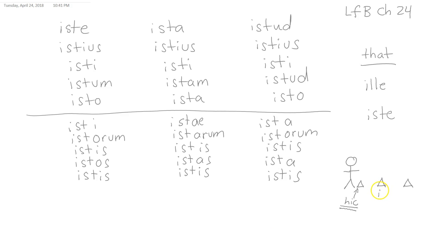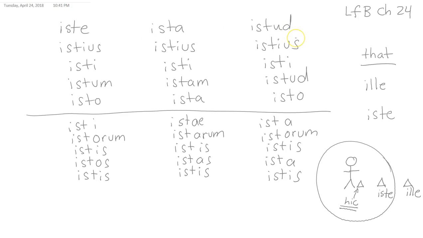This one is iste. It's that one that's near you, and this one is ille. It's that one that's the farthest away. So hic, we hike the ball. Iste is closer, but it's a little further away, and ille is the furthest away. So iste is near you, and ille is further out. Hopefully that makes some sense.